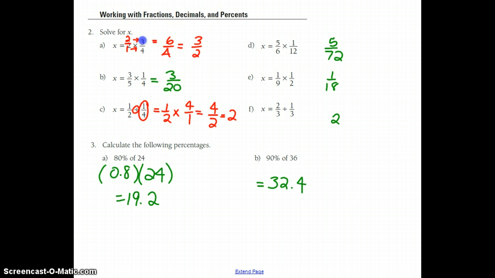Number 3, to calculate percentages, we need to change each percent into a decimal by moving the decimal place 2 to the left. So that'll change 80% to 0.8. Then you just multiply by your other term to get the amount of that percent.